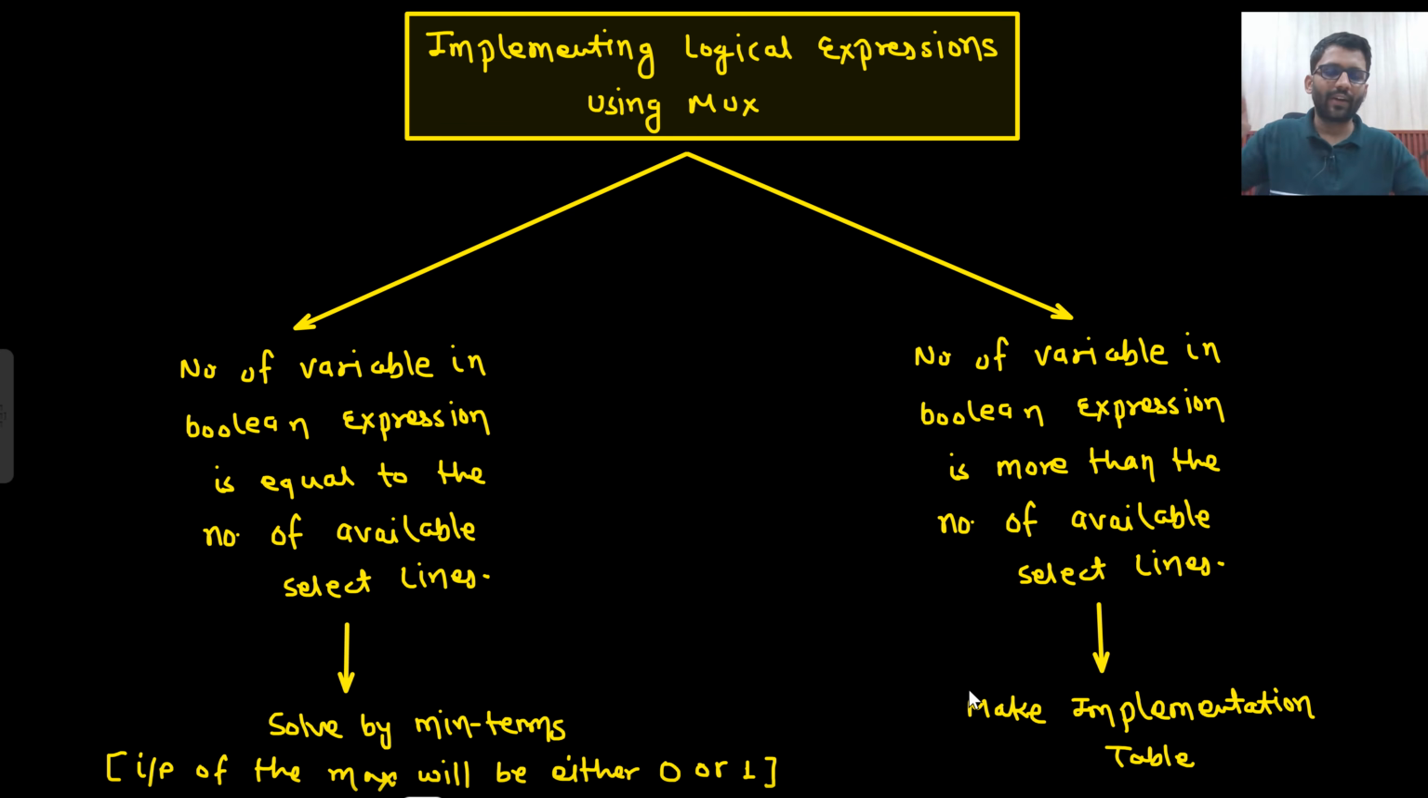So there will be two kinds of cases. In the first case, the number of variables, which I am denoting as n, will be equal to the number of select lines. In the other case, the number of variables will be more than the number of select lines. Here you will solve it using minterms, and you will make an implementation table. The inputs of the MUX will be either 0 or 1, this also you will understand.